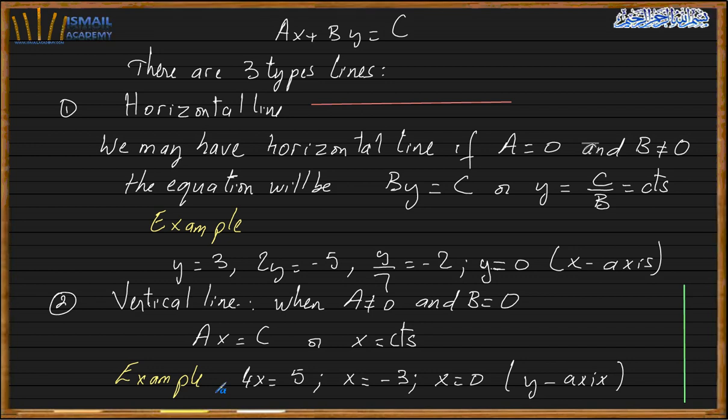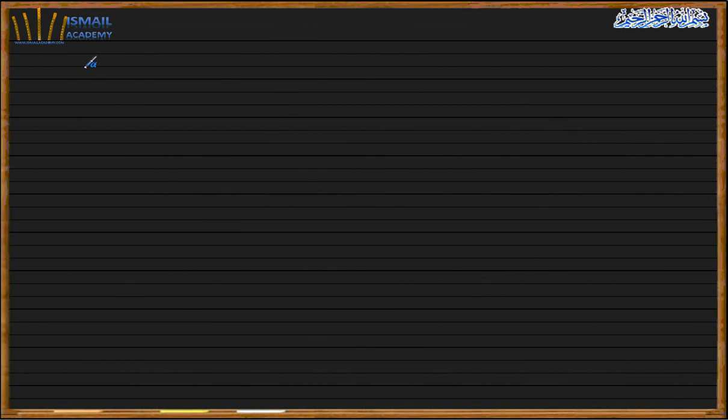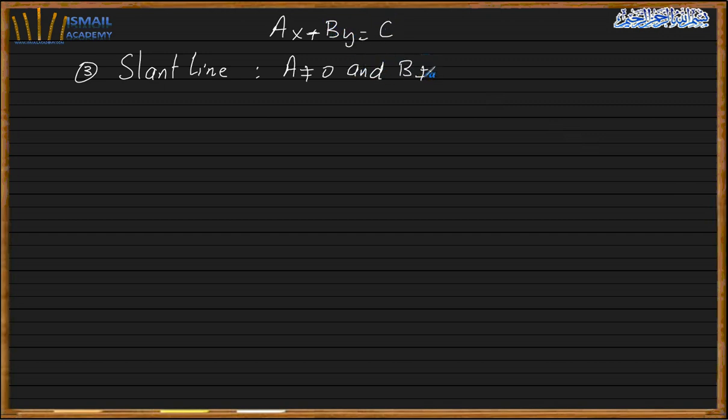Now, let me talk about the last type, which is called the slant line. A slant line is when a and b are not equal 0. So it is when a is not 0, and b is not 0. My equation is ax plus by equals c, and of course the equation stays as it is.